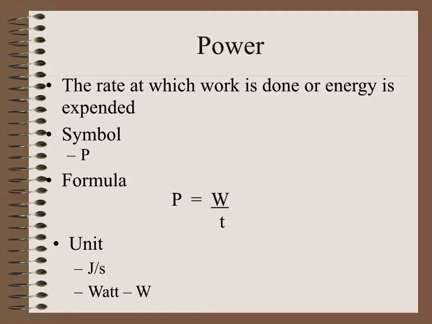Now you shouldn't get this confused with work, because the symbol W for work is going to be in a formula. The W for watt is always going to appear after a number. So a joule per second and a watt are the same thing. In the British system, our unit of power is called the horsepower. It's abbreviated as HP.